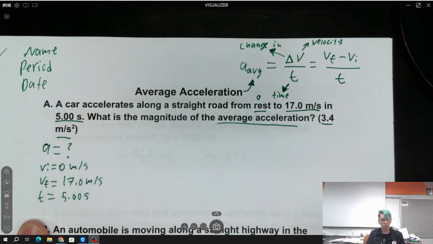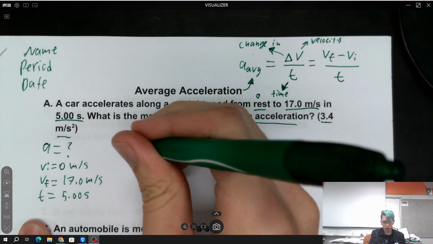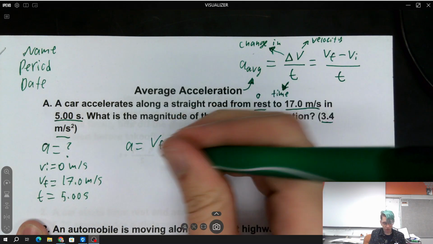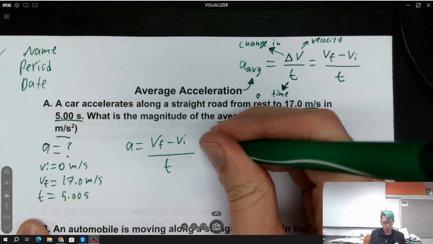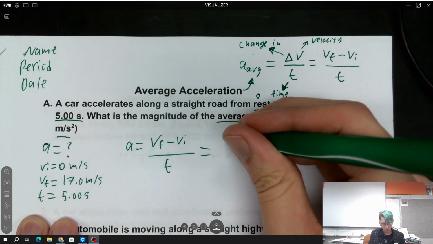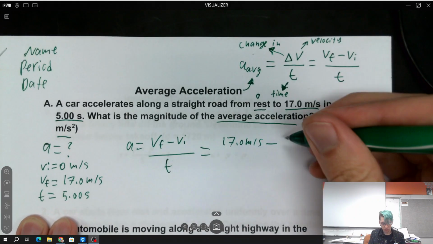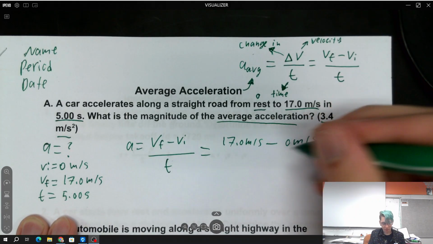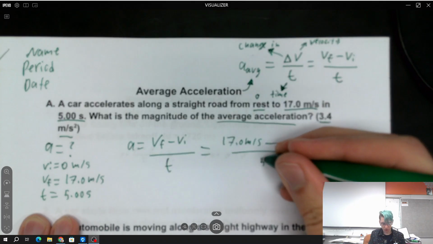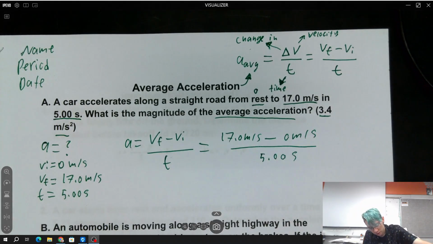seconds. So we're going to plug this into our equation that we have up here. Our acceleration is equal to, make sure we rewrite it, that way someone can follow our process and figure out what we're doing. Our final velocity, which is 17 meters per second, minus our initial velocity of 0 meters per second, and we divide that by time of 5.00 seconds. That should get us a number very close to this.